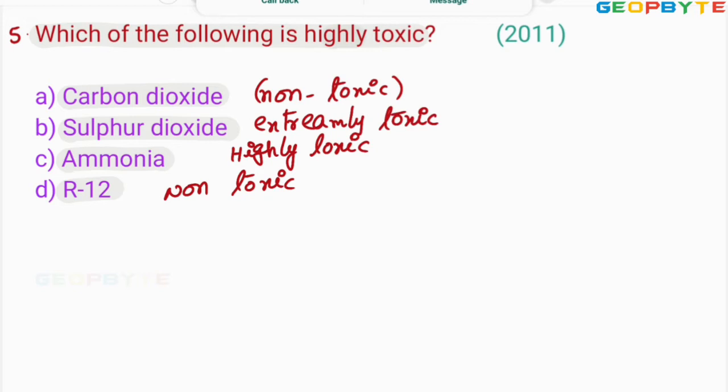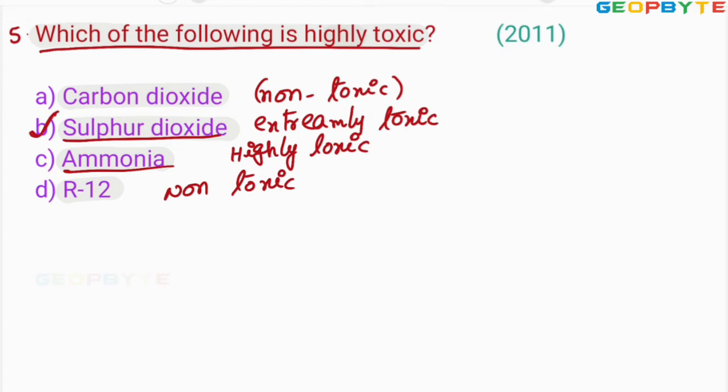Now you can decide what is the answer for the given problem. Which of the following is highly toxic? Among the ammonia and sulfur dioxide, you can select option B. Of course, ammonia is also toxic, but comparatively sulfur dioxide is more toxic in nature with respect to ammonia. That's why I have selected option B. Let us go for the next problem.